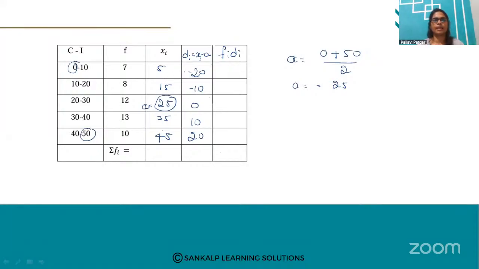Summation fi di. So 5 into minus 20 is minus 100, 15 into 10 is 150, and so on.